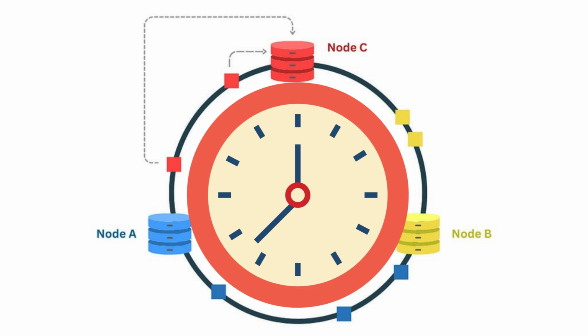So I'm picturing a clock face where each number represents a server. Yeah, that's a great analogy. When a request comes in, the load balancer basically hashes that request and finds its position on the ring. And then it just sends that request to the first server that's located clockwise from that position. So it's kind of like assigned seating in a circular theater.